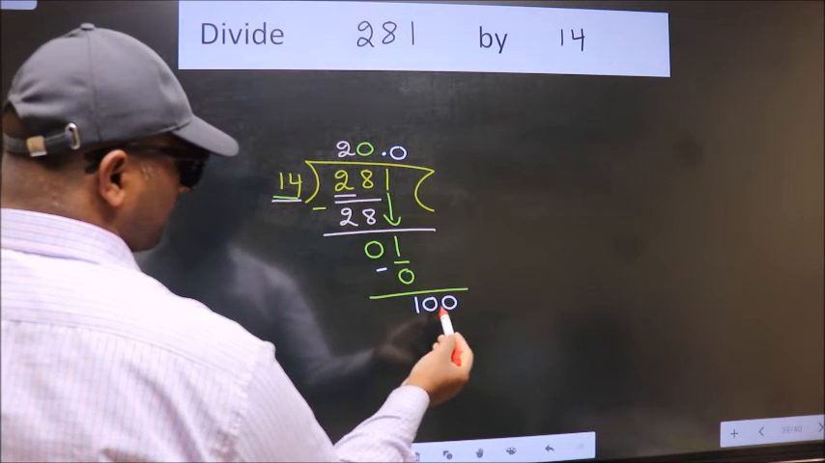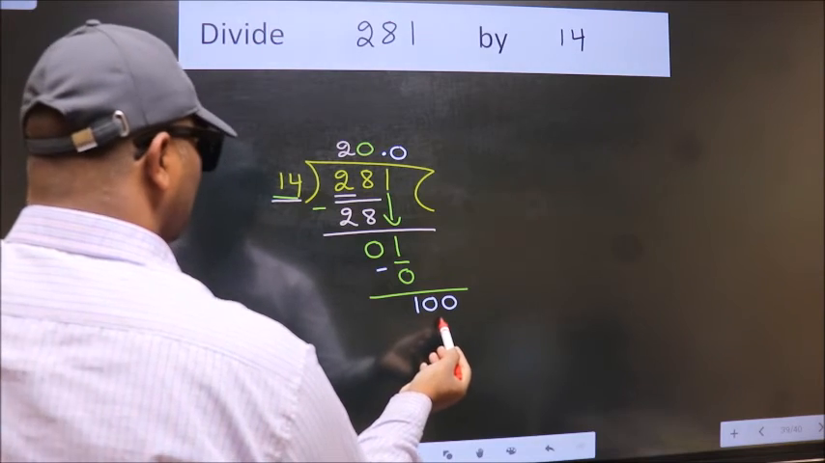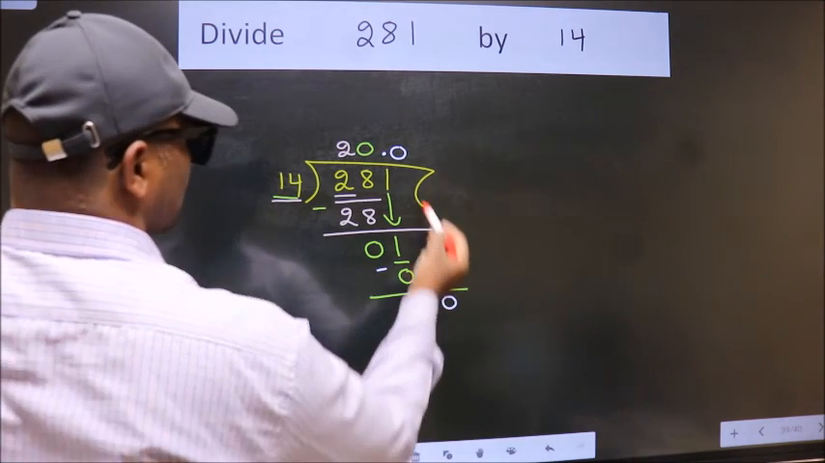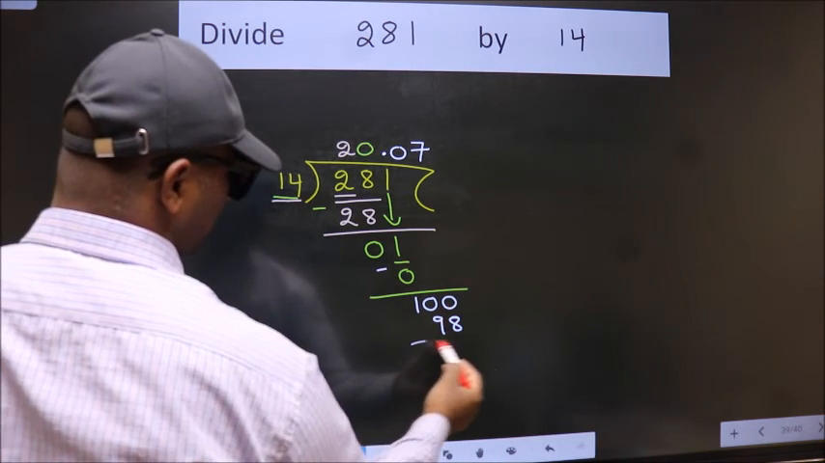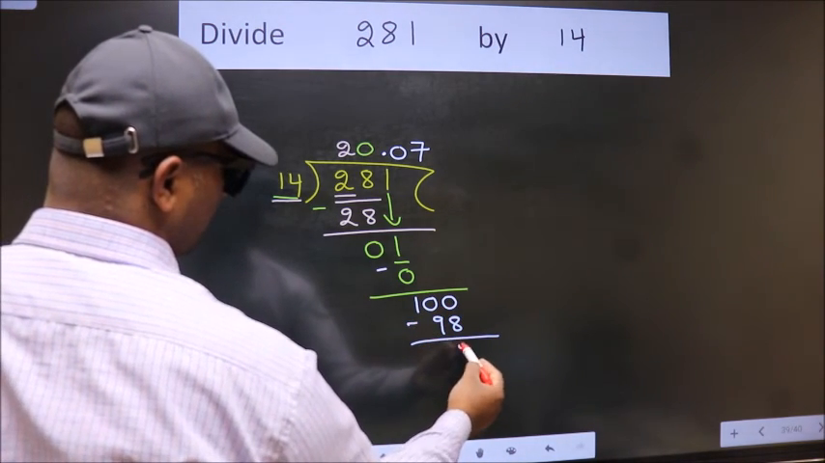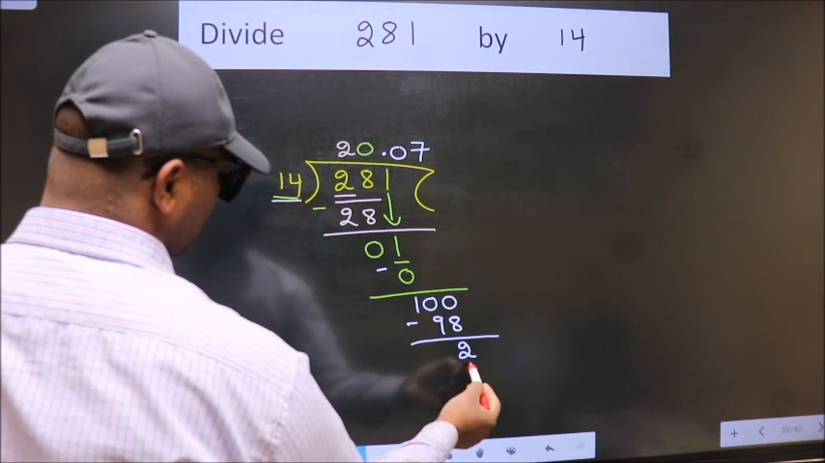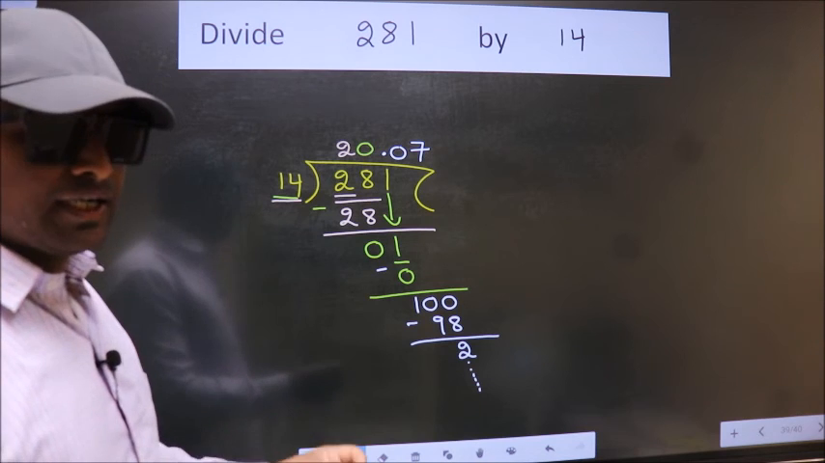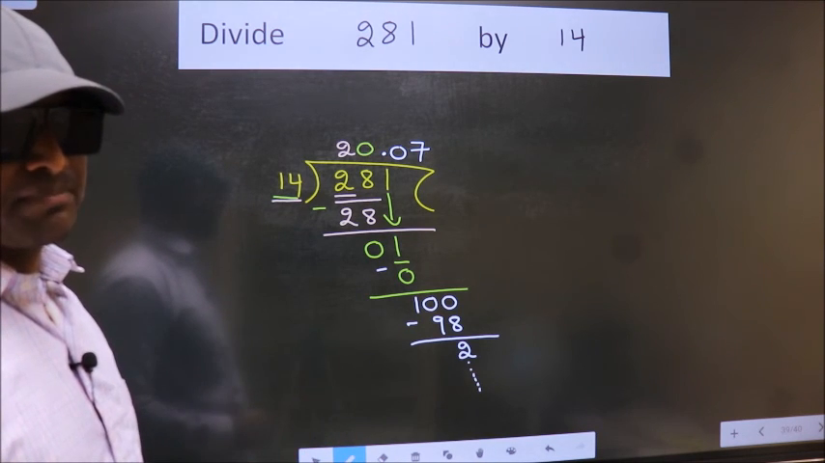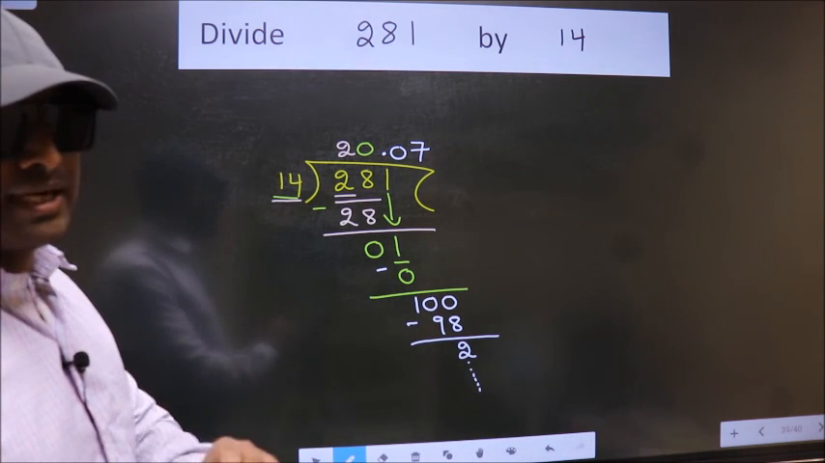So 100. A number close to 100 in the 14 table is 14 7's are 98. Now we subtract, we get 2. And you continue the division. I am not doing that. Did you understand where the mistake happens? You should not make that mistake.